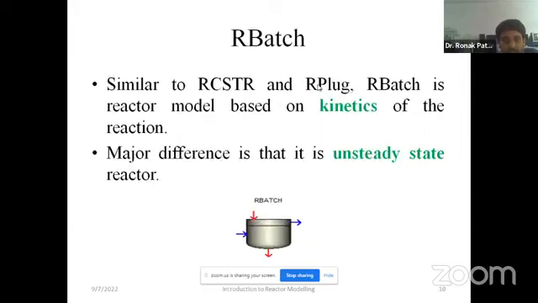RBatch, like RCSTR and RPlug, is also a rigorous reactor, but the difference between them is that the earlier two were steady state reactors, and now this RBatch is an unsteady state reactor.